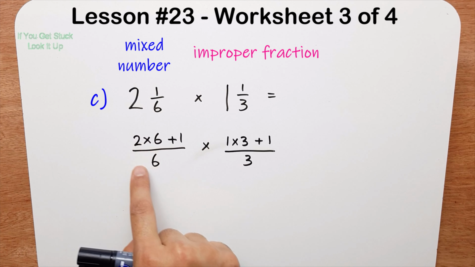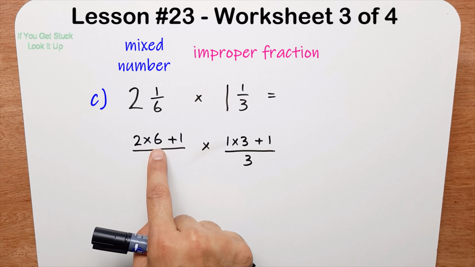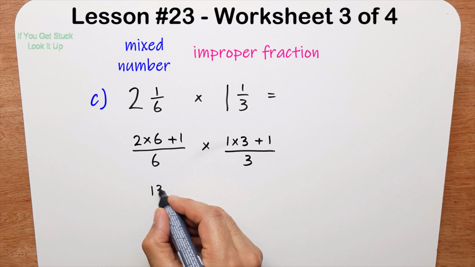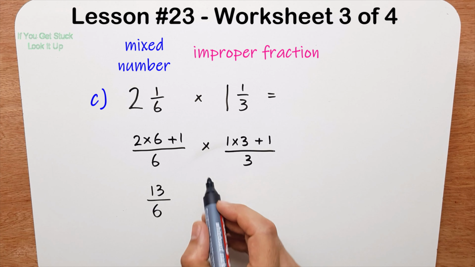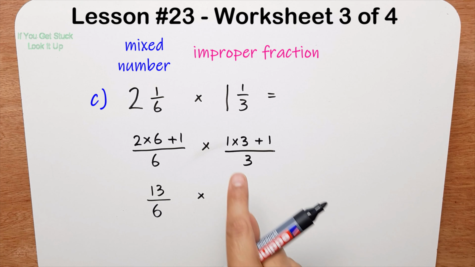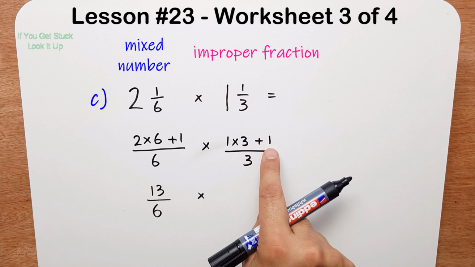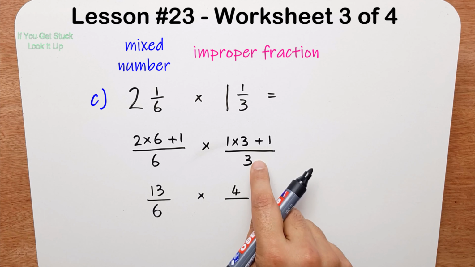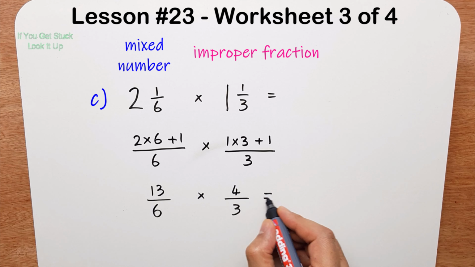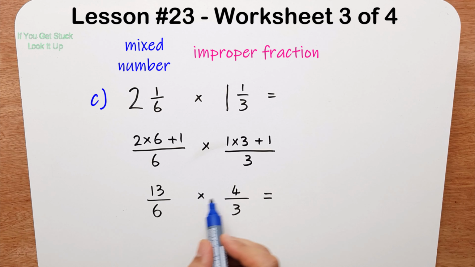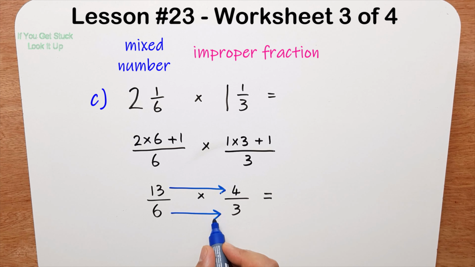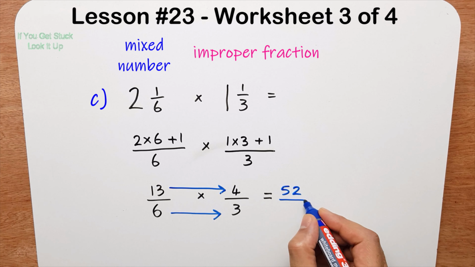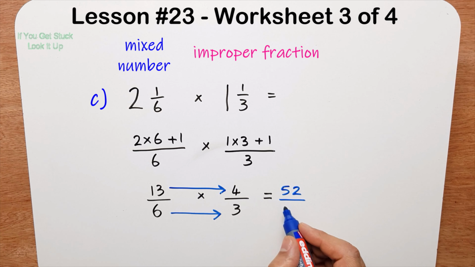Now I'm going to simplify this fraction first. 2 times 6 is 12 plus 1 is 13. And this denominator stays the same, so the 6 goes to the bottom. The times comes down. 1 times 3 is 3 plus 1 is 4. And the 3 goes to the bottom. Now you've got two fractions and you're multiplying, so you multiply straight across. 13 times 4 is 52. And 6 times 3 is 18.